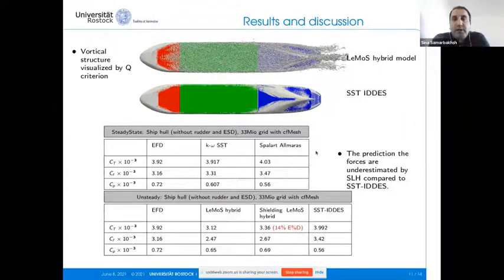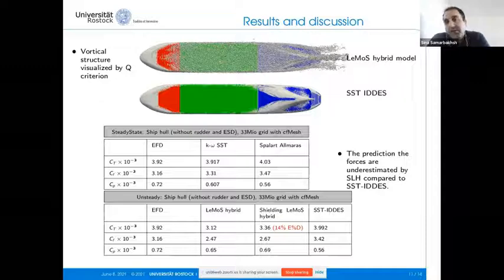This picture also shows the vortical structures visualized by the Q criterion. The first picture shows the Lemos hybrid model. You can see the small structures in the wake of the ship. With the SST IDDS, you don't see any structure. It is mostly working in RANS. It has a very large gray area, mostly the RANS branch of the SST IDDS, and it smooths all these small structures.